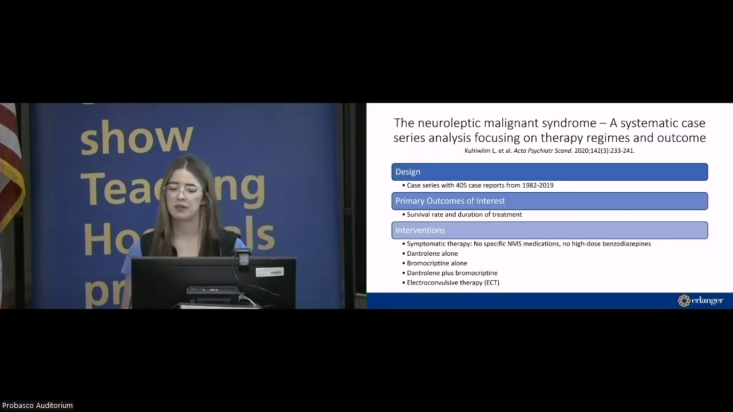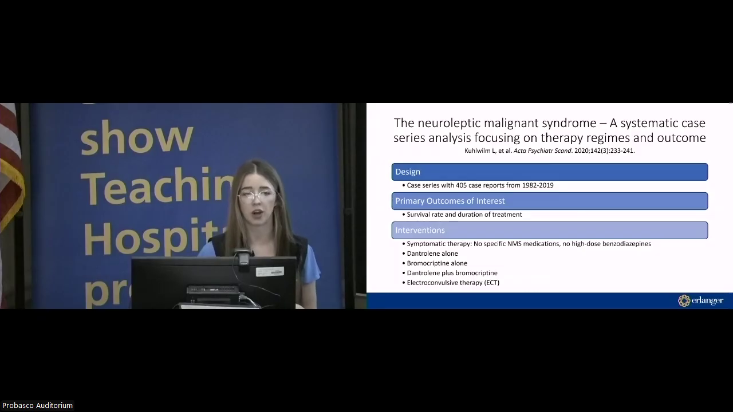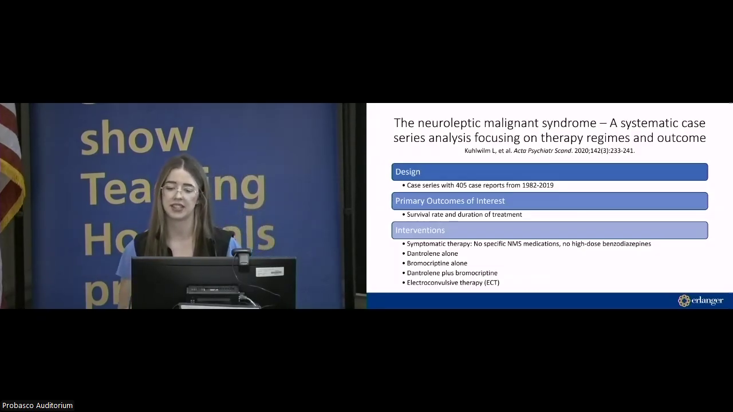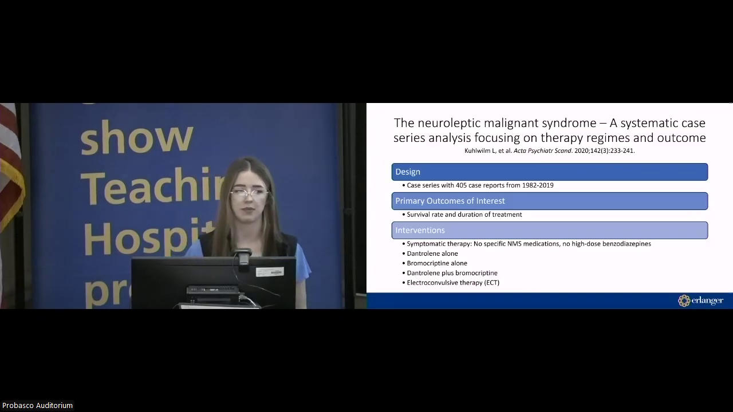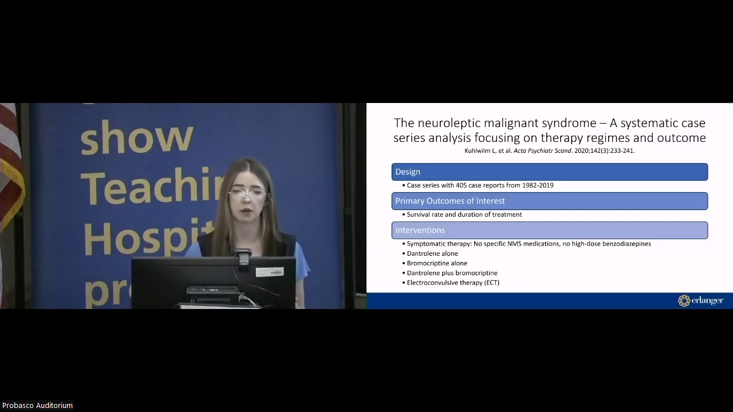No. Next, we'll be reviewing a large systematic case series by Cullum and colleagues published in 2020. They compiled 405 published case reports of NMS from 1982 to 2019, which allowed comparison between different treatment strategies. The primary outcomes of interest were survival rates and duration of treatment. There were 5 different intervention groups: symptomatic therapy alone with no specific NMS targeting treatment, dantrolene alone, bromocriptine alone, the combination of dantrolene plus bromocriptine, and finally electroconvulsive therapy.